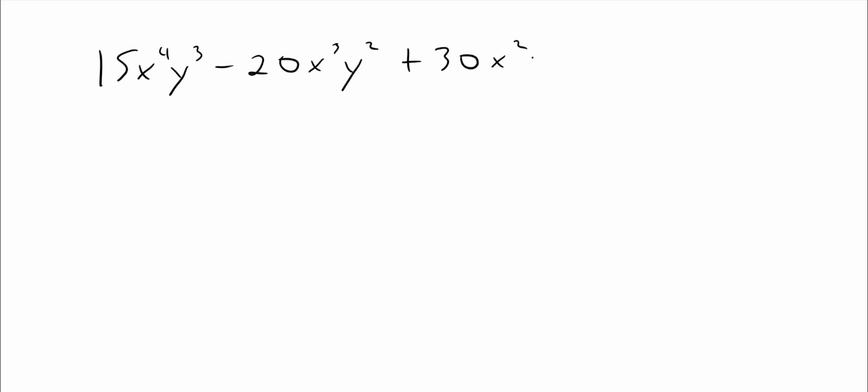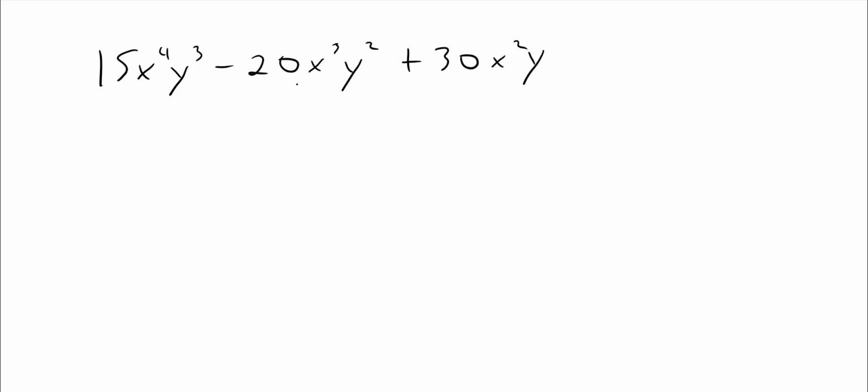So let's actually start with some good problems here. Let me clear this off. If they gave you 15x to the fourth y cubed minus 20x cubed y squared plus 30x squared y, you definitely have to do greatest common factor. But do you think I'm really going to give you something to factor after that, like a trinomial? I know it's 3 terms, but first of all, what's the greatest common factor here?